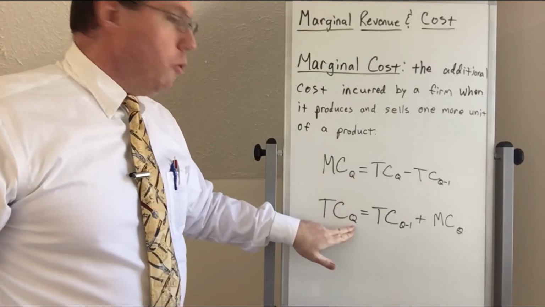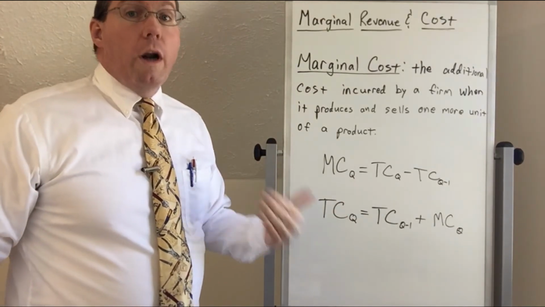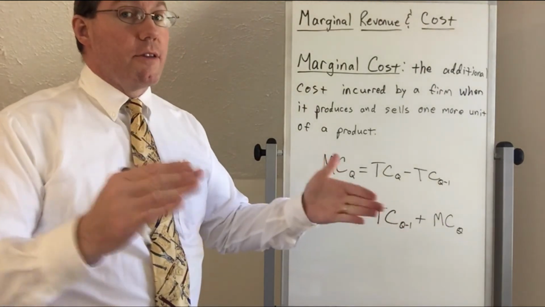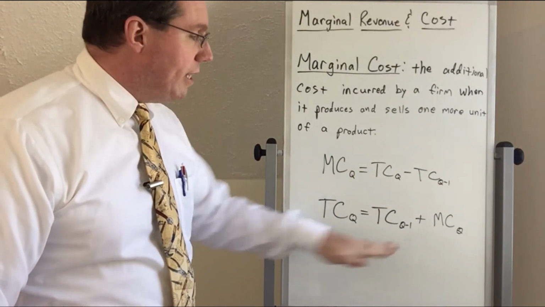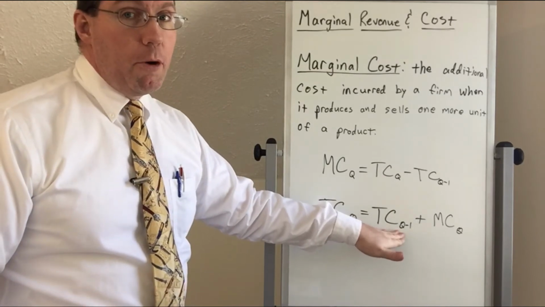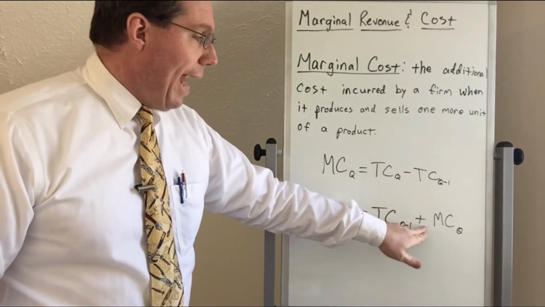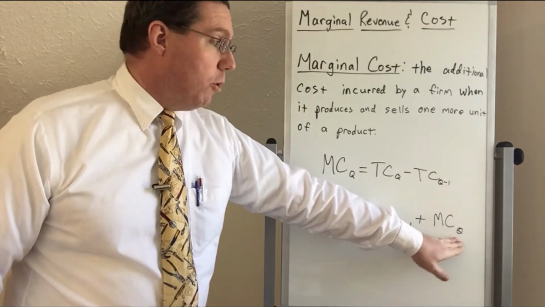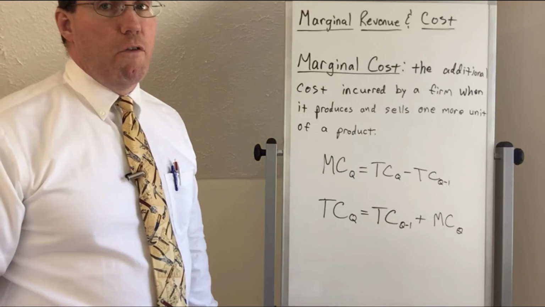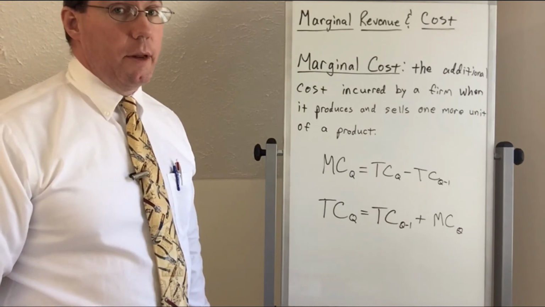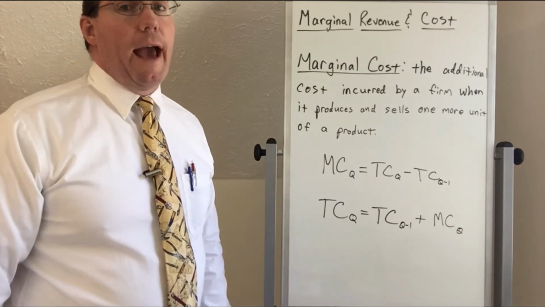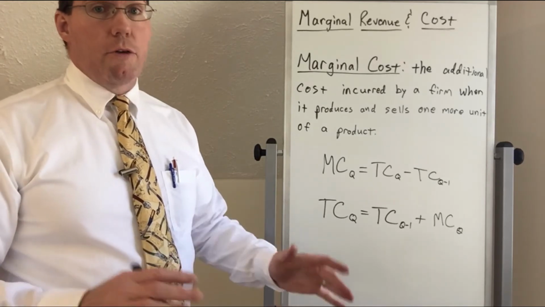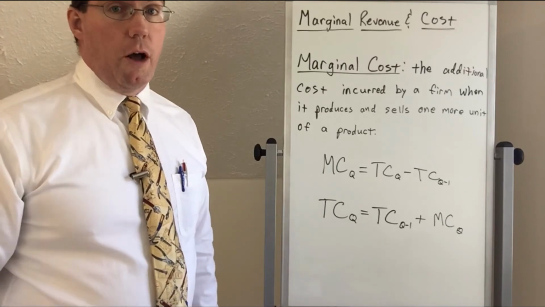So let's say that Q is the 117th unit. That means Q minus 1 is the 116th unit. We can take the total cost for producing 116, add to it the marginal cost of the 117th unit, and that will give us the total cost for producing 117 units. All right, let's go over to our table now and use it to calculate marginal cost, and also use marginal cost to find the total cost.